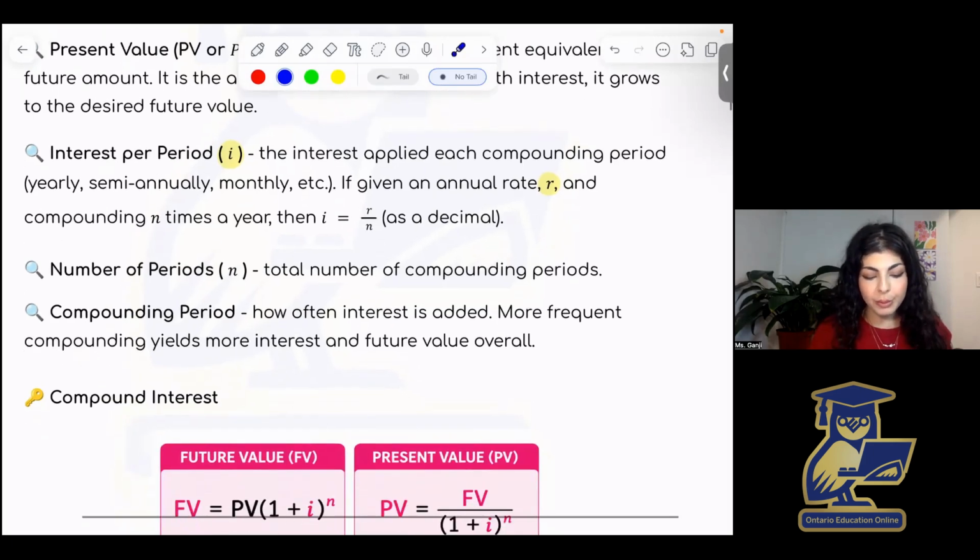And of course, more frequent compounding yields more interest and future value. Again, consider because you're accumulating interest each time the interest is applied. So then you're earning more in consequent compounding periods.